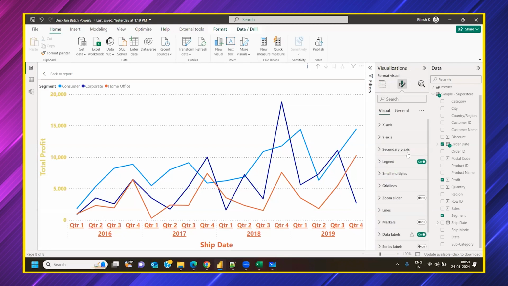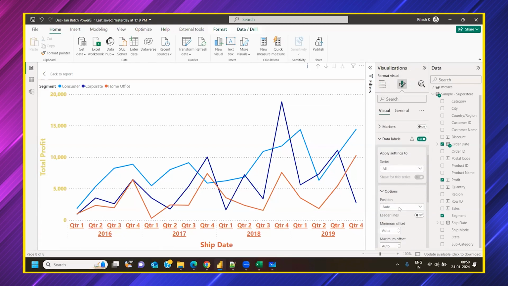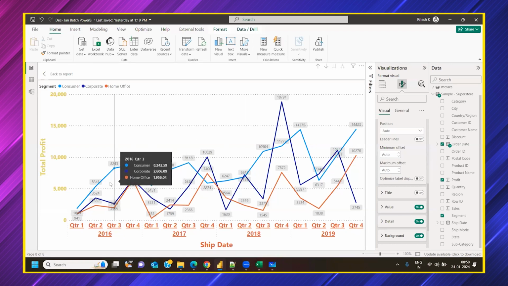Maybe what I'll do, I'll go back to the format your visual. I'll go to data label. Even data label is kept on. See, the data label is still kept on. Let me see, why is it not coming? All I have kept is value. Now here, if I keep value also on, it is very difficult. What is what? I have to hover on this, I have to specifically go to every quarter and understand.